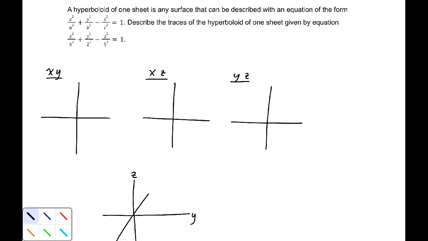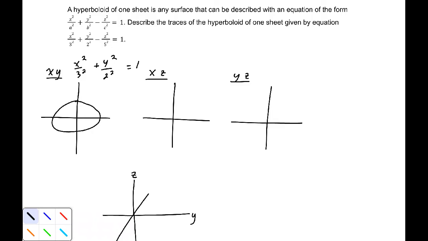Now, how we'll describe this by projecting it into each of these planes is we will simply let some values be 0. So for the xy plane, we'll let the z component be 0. If we let the z component be 0, that would be x squared over 3 squared plus y squared over 2 squared equals 1, which you may notice is an ellipse. That is an ellipse. We're just looking for shapes here, so I'm describing this. Okay, so we have an ellipse in the xy plane.